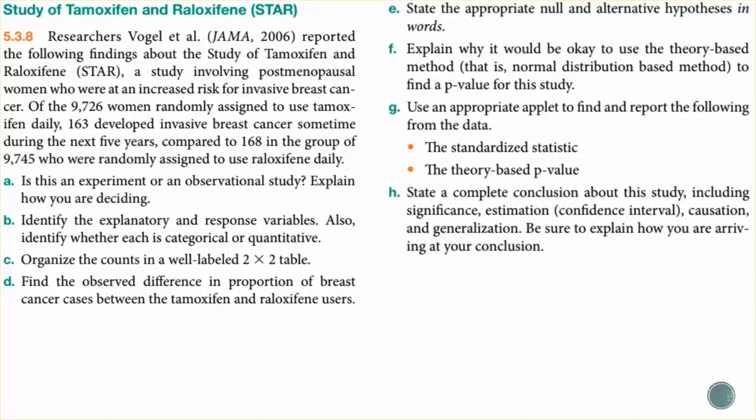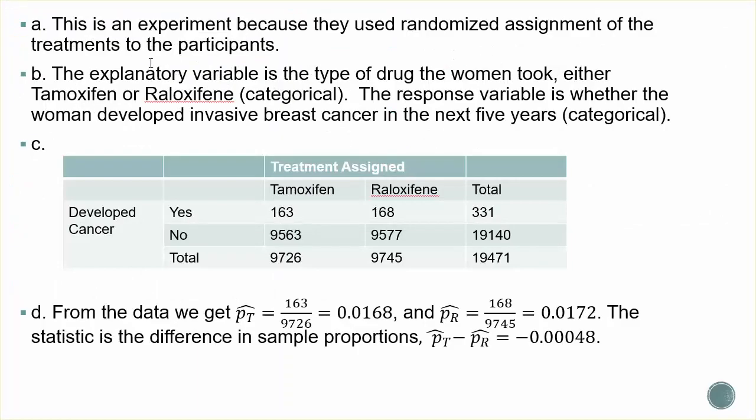I've put the answers here, but in this case we've got a randomized experiment. We had two groups of women. They used some sort of randomization process to assign one treatment or one drug to one group and the other one to the other group. So we've got an experiment.